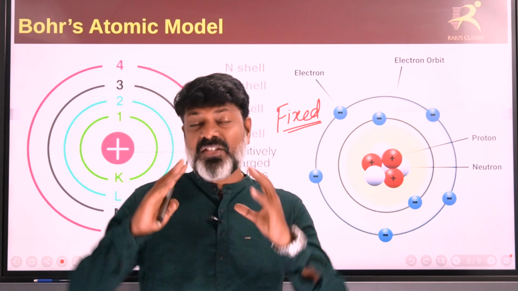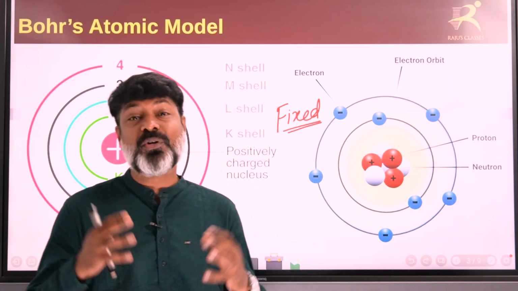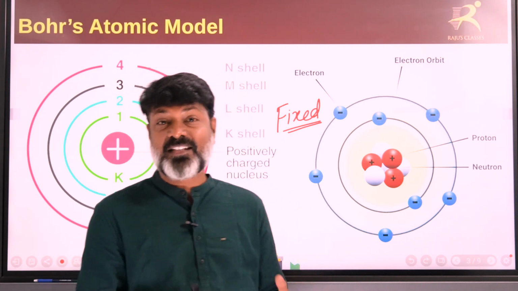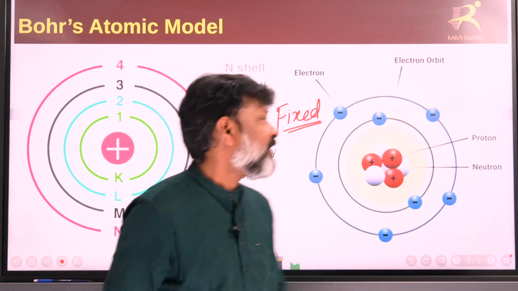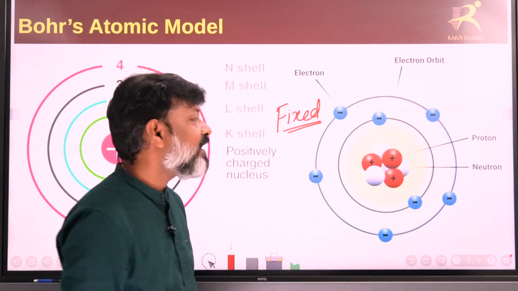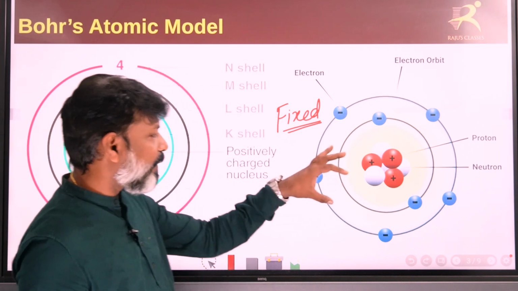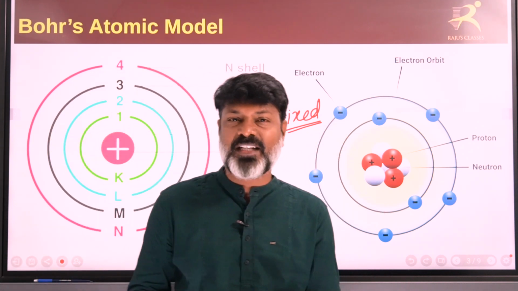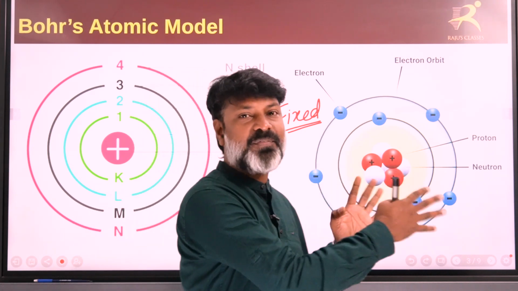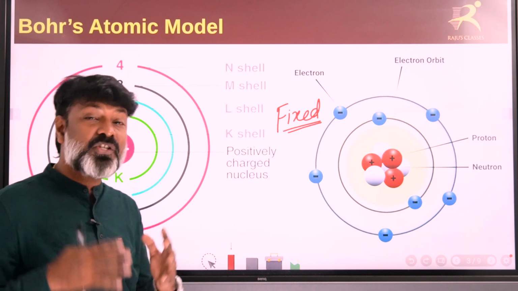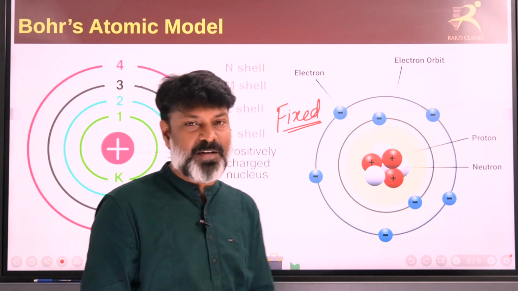Each and every fixed orbit has its own energy level. That's what he proposed, and there are many postulates related to this proposal. Each and every electron has a fixed orbit, that is the first point. And the second is that the positively charged particles are always in the middle, and each orbit has a different energy level. Now let us see the various postulates of Bohr's atomic model.